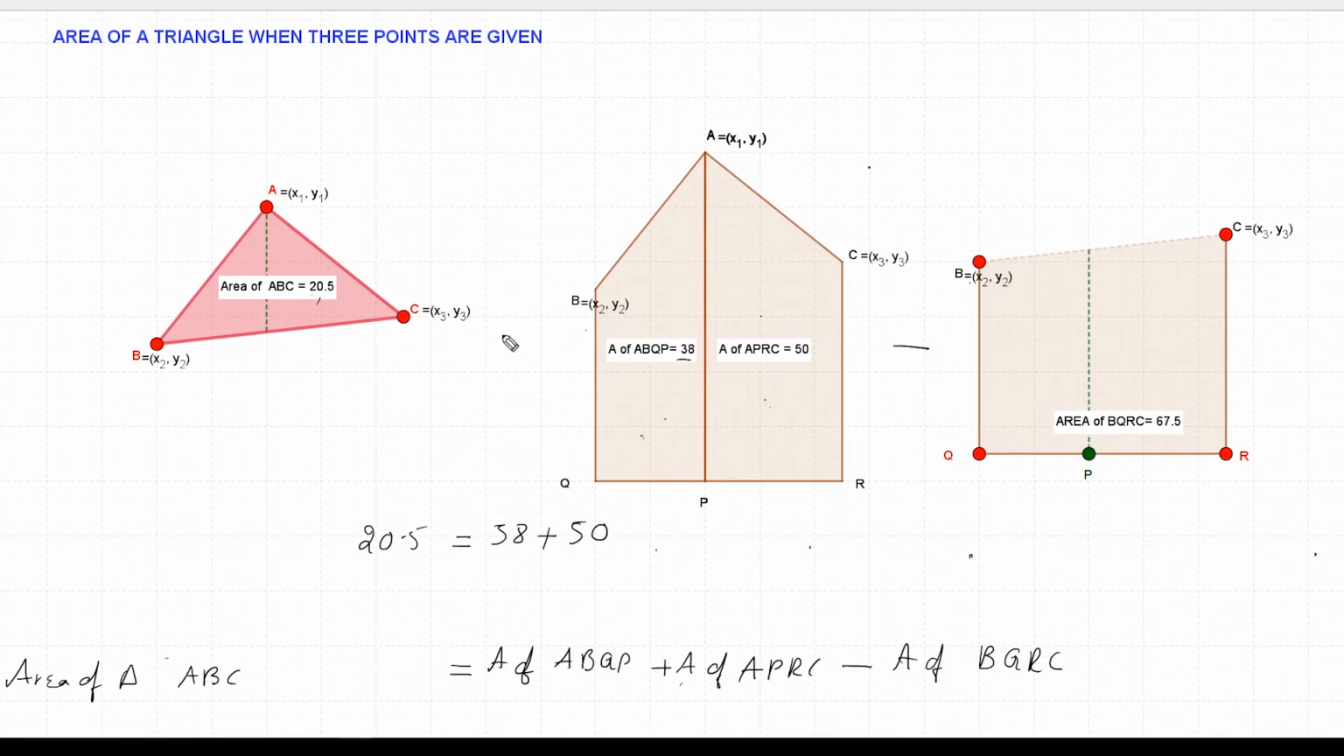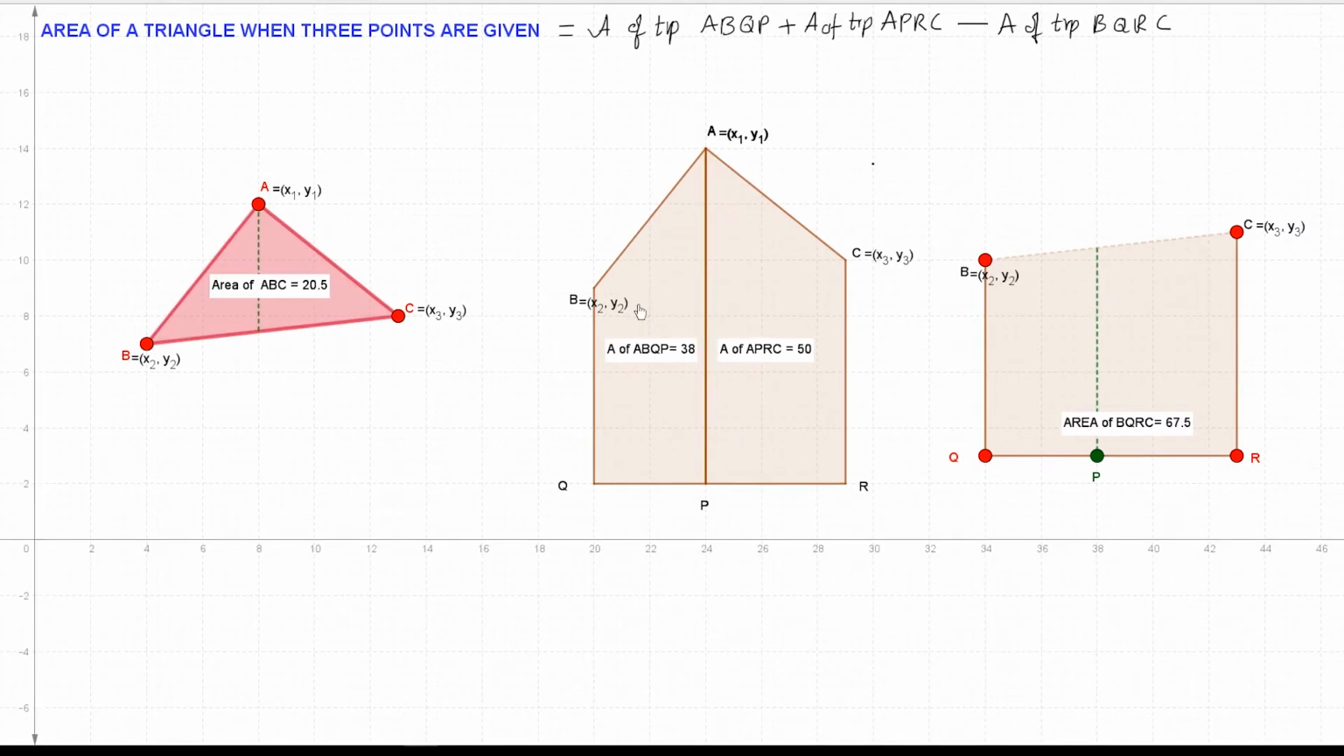So that's how it goes. The area of the triangle is equal to the area of this guy plus this guy, subtracting the area of this from the sum of these two. So that should be 88 minus 67.5. Look at that, what you get is 20.5, which is nothing but the area of the triangle on the left hand side. So that's the logic, guys. Let's see how to derive this formula basically.